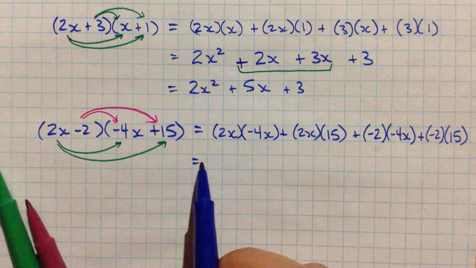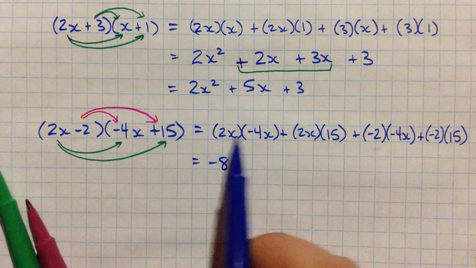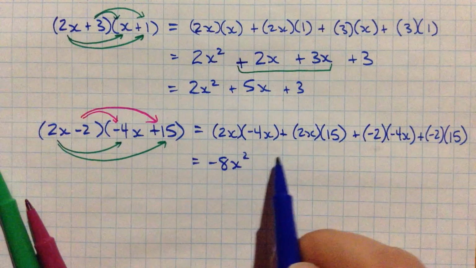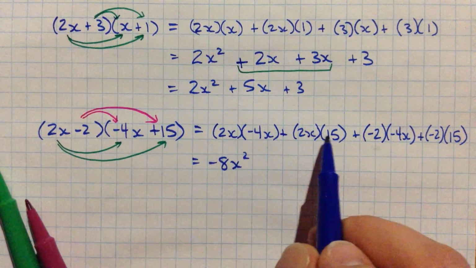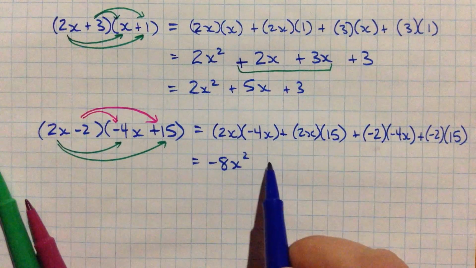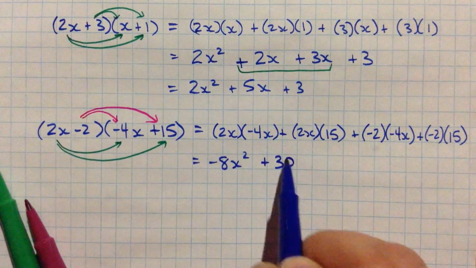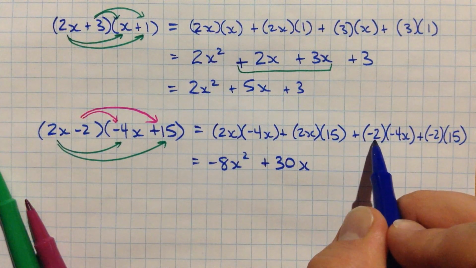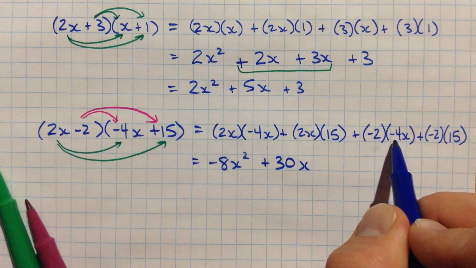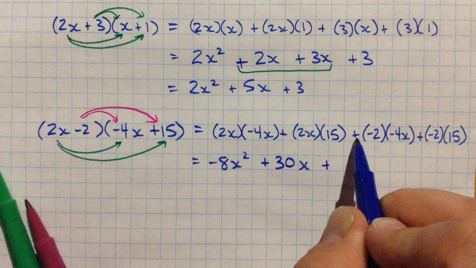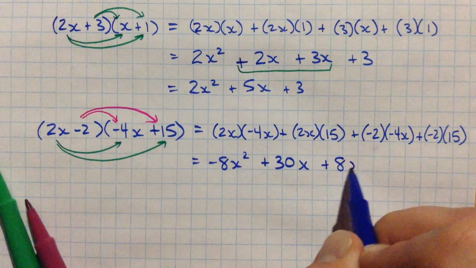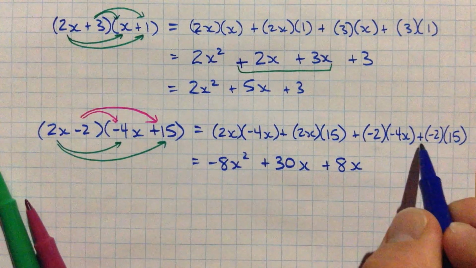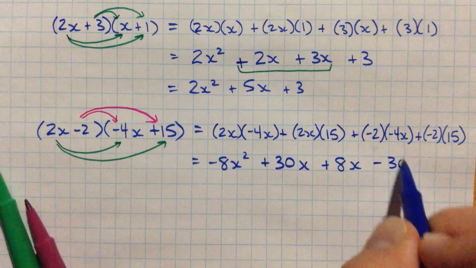2 times negative 4 is negative 8, and I've got two x's. X times x is x squared, so negative 8x squared. Here I've got 2x times 15. 2 times 15 is 30. This is positive, no negative signs in there. And there's a single x, so that's x right there. Here I have negative 2 times negative 4. That's positive 8, so plus 8, and there's an x there. And last I've got negative 2 times 15, that's negative 30, so plus negative 30 or minus 30.